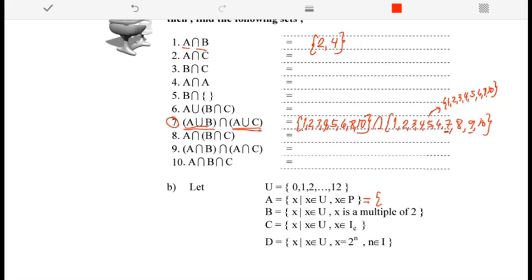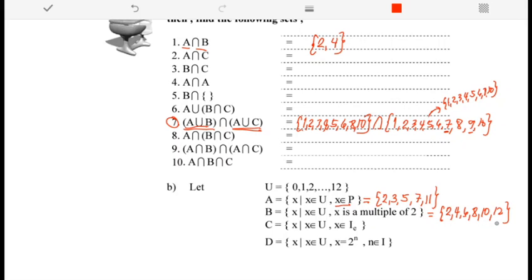So what are the prime numbers? The prime numbers are 2, 3, 5, 7, and 11. That is for set A, right? These are the prime numbers between 0 and 12. Now, for set B, you have x is a multiple of 2, same from the universal set. So you have multiples of 2: 2, 4, 2 times 3 is 6, 2 times 4 is 8, 2 times 5 is 10, 2 times 6 is 12.